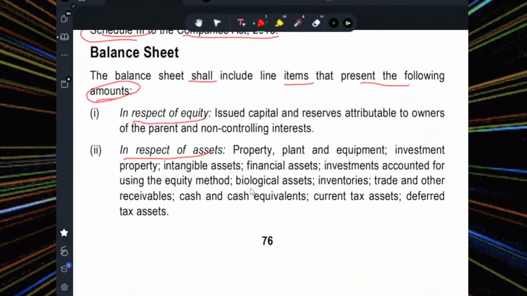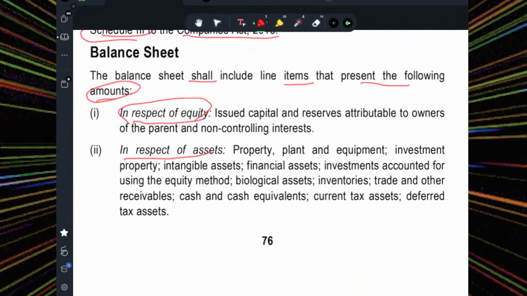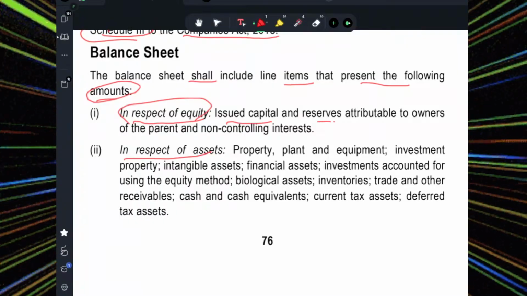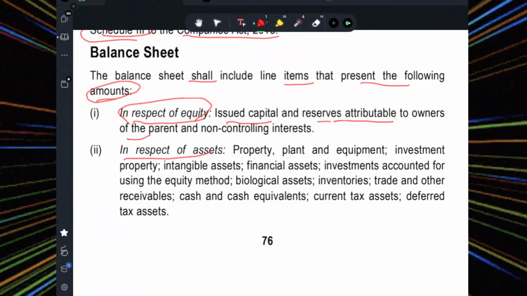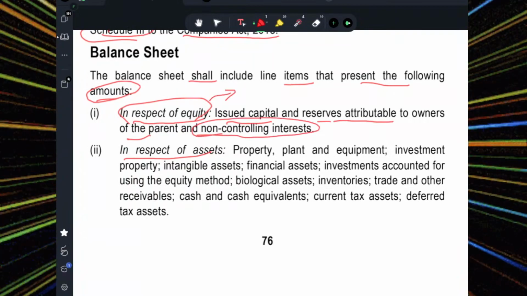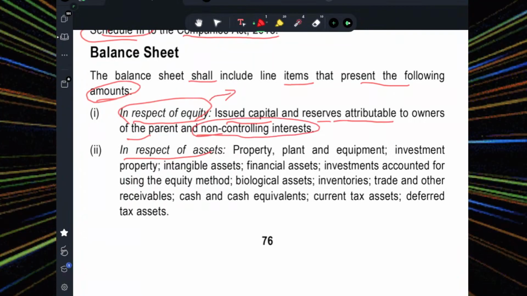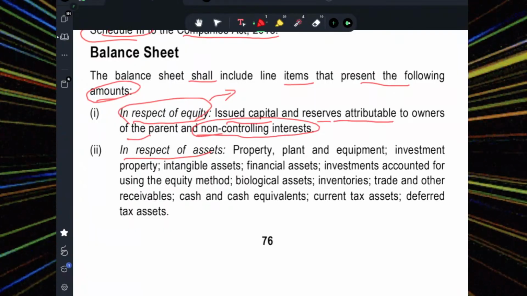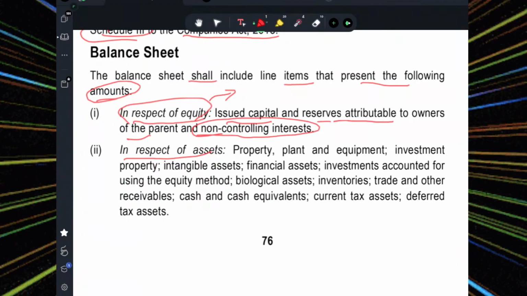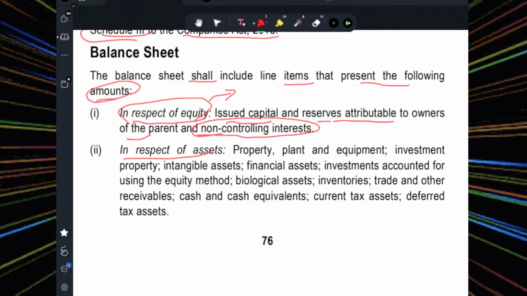So the balance sheet, what is this? In respect of equity, what? The issued capital and issued capital reserves attributable to owner of the parent and non-controlling interest. This is linked with equity. Equity now, what? Share capital. Equity also includes reserves and surplus.